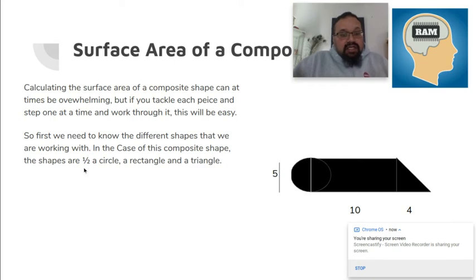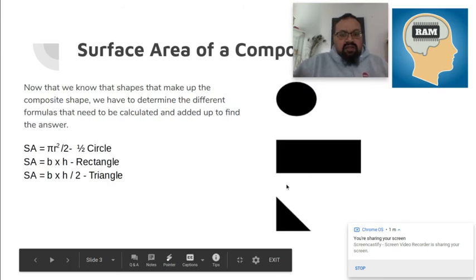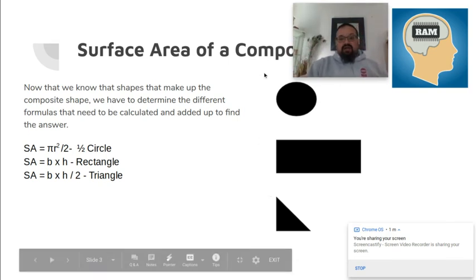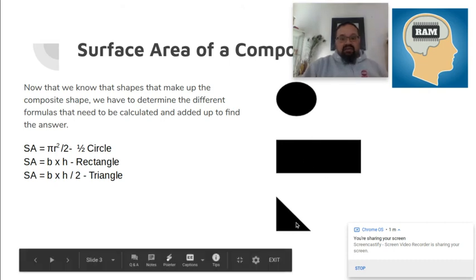So taking a look at this, we see that we have a circle. We only need half the circle, so that'll be in our formula. We have a rectangle. There's the base and there's the height. And finally, we have a triangle. Once again, the formula will come as it's needed. So in this slide, we have a circle. Now we'll cut this in half. We'll have our rectangle. We'll have our triangle.